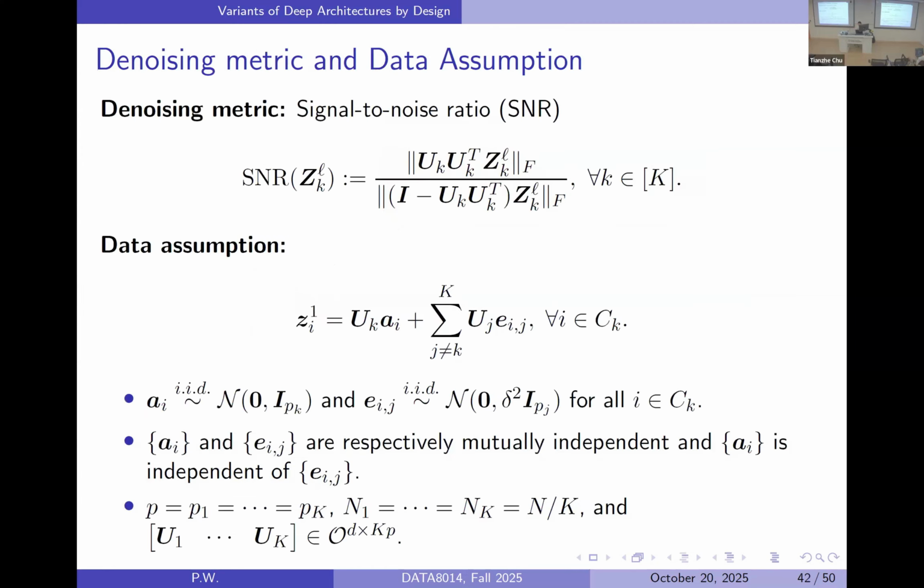Here what I want to emphasize is the theoretical results based on this model and the denoising operator. That is, we can show that each layer of this attention-only transformer is actually doing denoising. We can theoretically prove it.